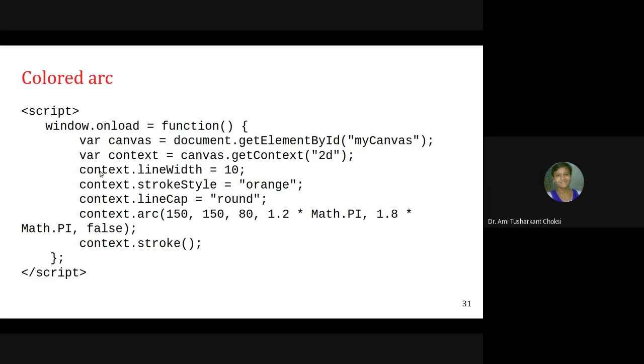Colored arc and some more. Let us check it out. Variable canvas we are initializing, that is using document.getElementById my canvas. Variable context is equal to canvas.getContext 2D. Context.lineWidth is equal to 10. Context.strokeStyle is equal to orange. Context.lineCap is equal to round.